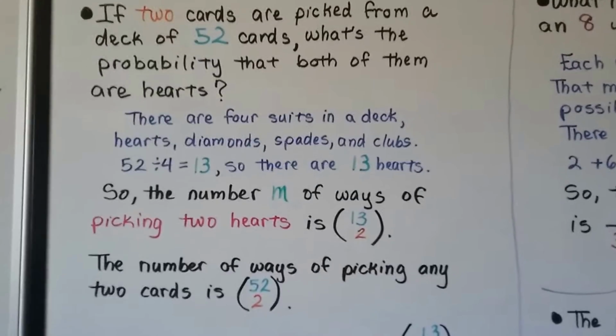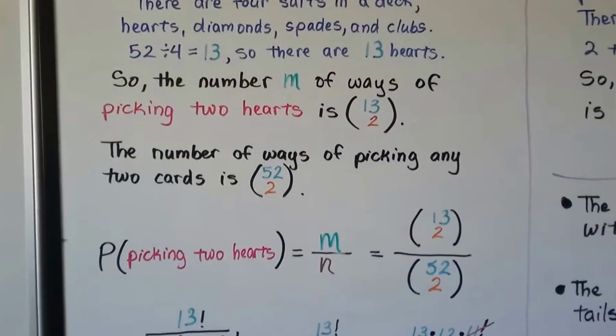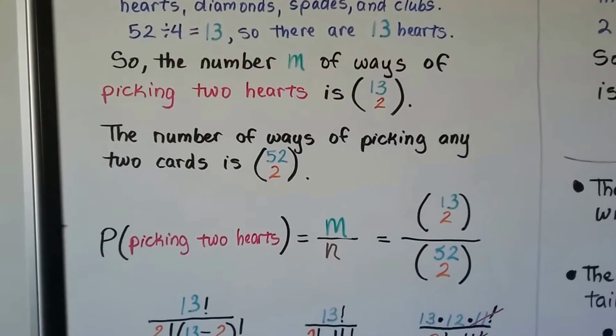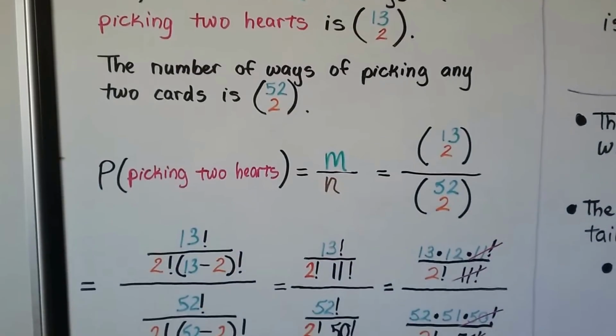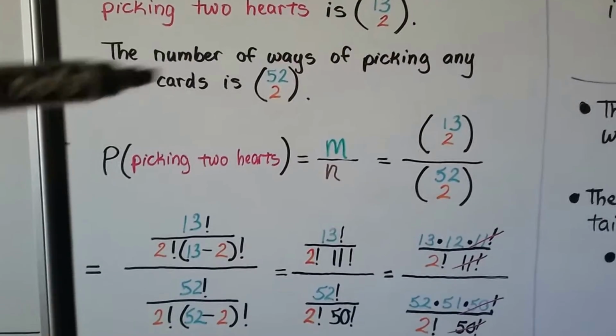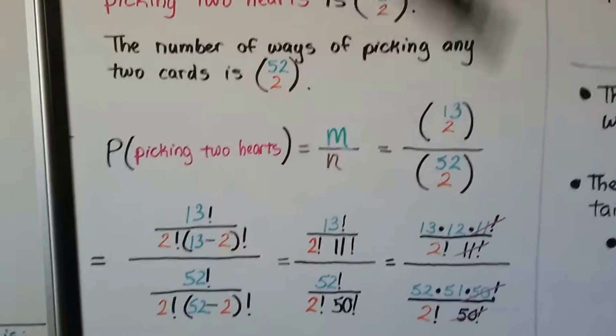So the number M of ways of picking 2 hearts is 13 choose 2. And the number of picking any 2 cards, N, is 52 choose 2. We end up with the probability of picking 2 hearts is M over N. It would be 13 choose 2 over 52 choose 2.